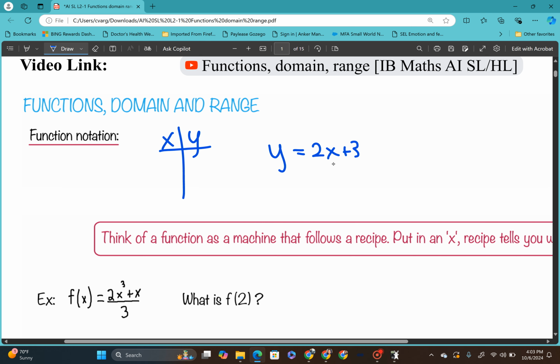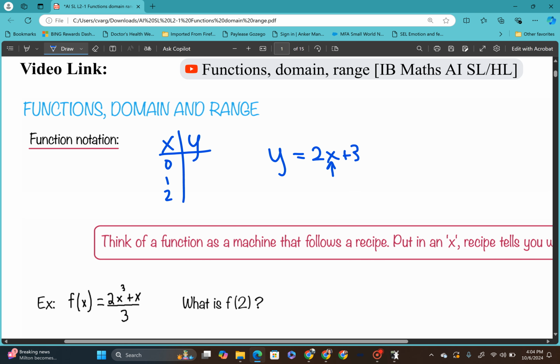And then there's some inputs that you either are given or you can test out. So let's just say 0, 1, 2. Then you take each of these numbers and plug it in, sub it in for x. So here I'm going to plug in 0. So 2 times 0 plus 3, and that's going to be our answer, which is just 3. And then I plug in 1 here for x. So 2 times 1 plus 3. 2 times 1 is 2, plus 3 is equal to 5.